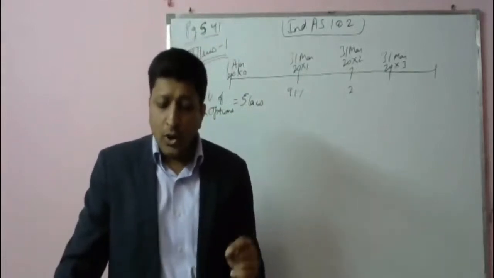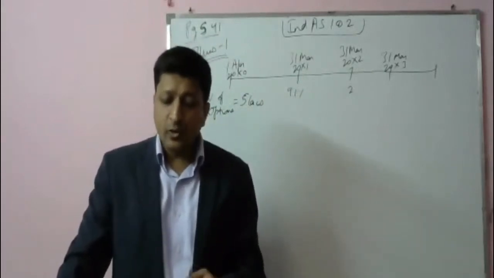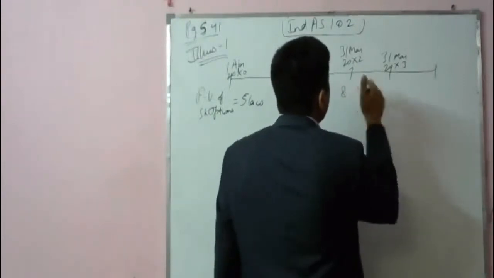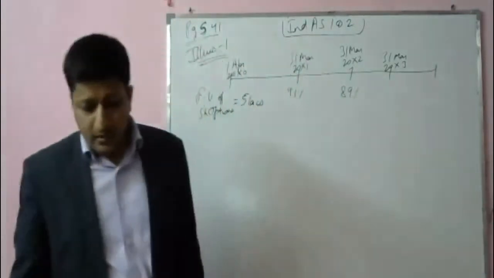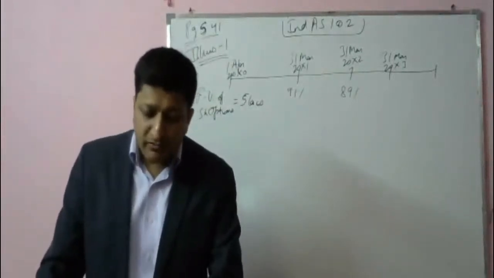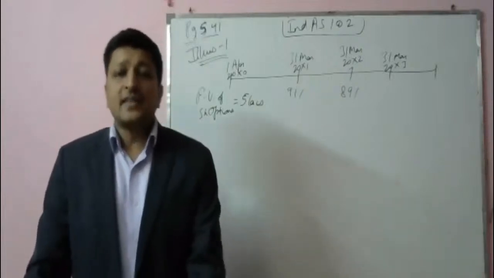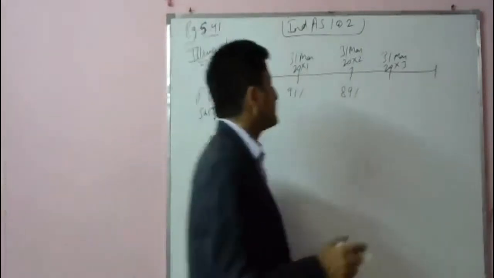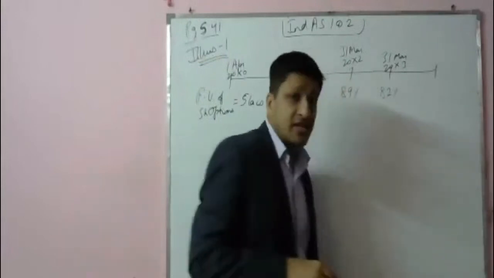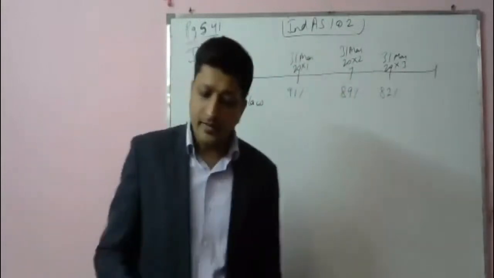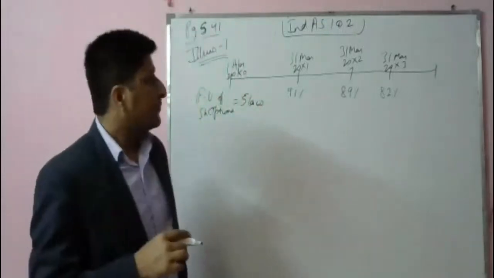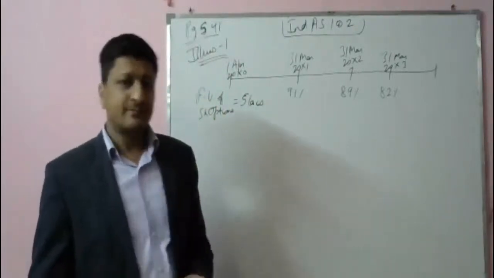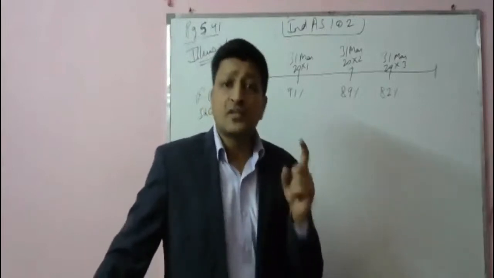On 31st March X2, the company expects only 89% of the employees to remain in employment. Here, this expectation has changed to 89%. However, only 82% of the employees remained in the organization at the end of 31st March X3, and all of them exercised their options. So now, before we get on to the solution, can all of you tell me, please, what is the vesting period and what is the grant date?